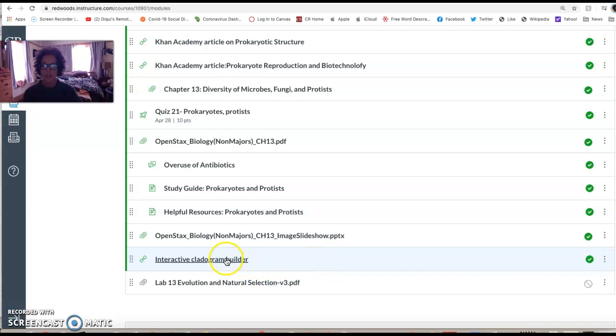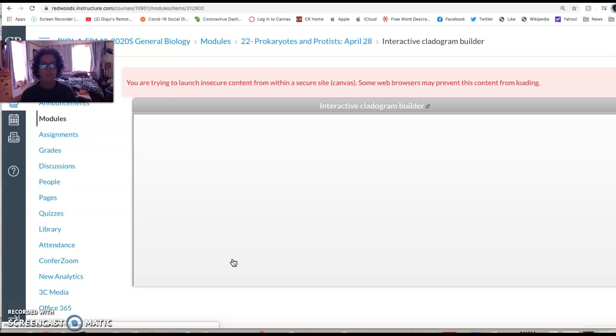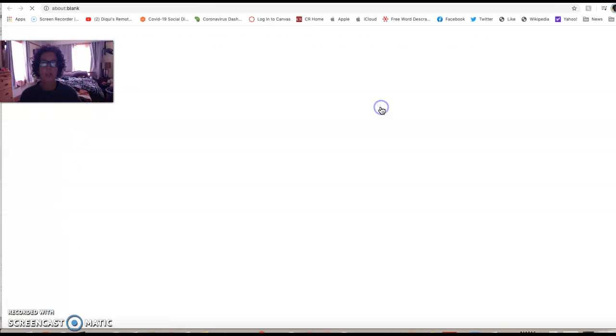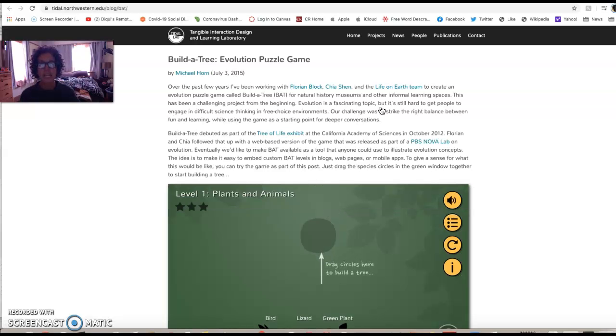And I did also put in a link to a cladogram builder, looking at these types of organisms as we move into biological diversity and putting them into a cladogram or a phylogenetic tree. So groupings of organisms are called clades. This is why it's called a cladogram. And phylogenetics is how we put things onto a visual tree based on their genetics. So we file them genetically, phylogenetics.